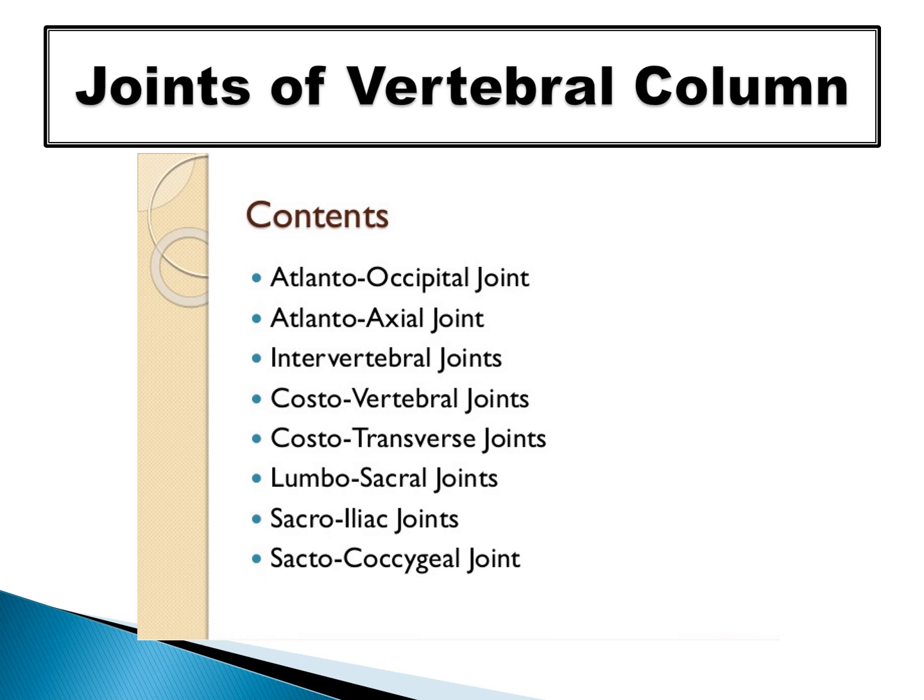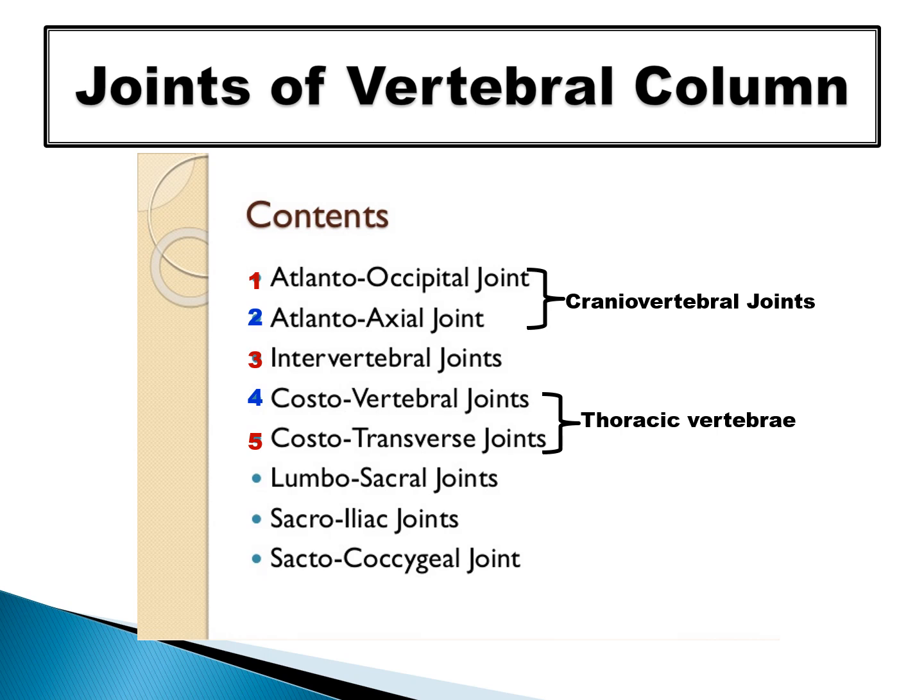The joints of the vertebra are mainly 8 important joints: atlanto-occipital joint, atlantoaxial joints. These two joints are craniovertebral joints. Intervertebral joints between the two vertebrae. Then we have costovertebral joints and costotransverse joints. These are related to the thoracic vertebra, where the ribs articulate with the body of the vertebra and transverse process.